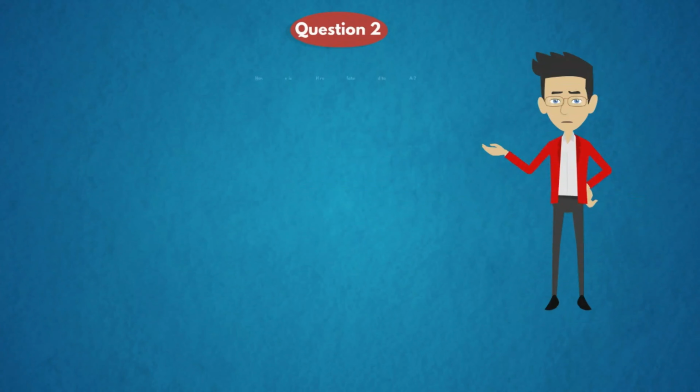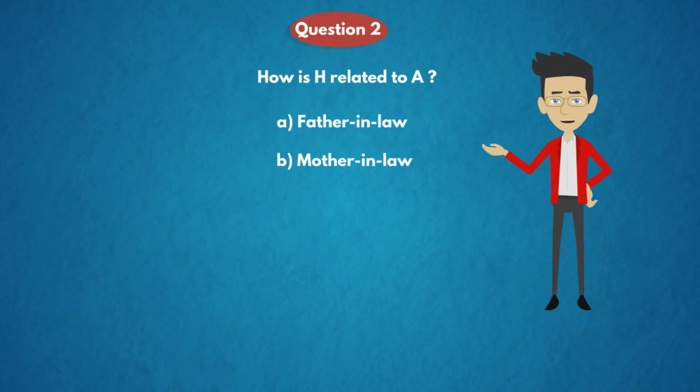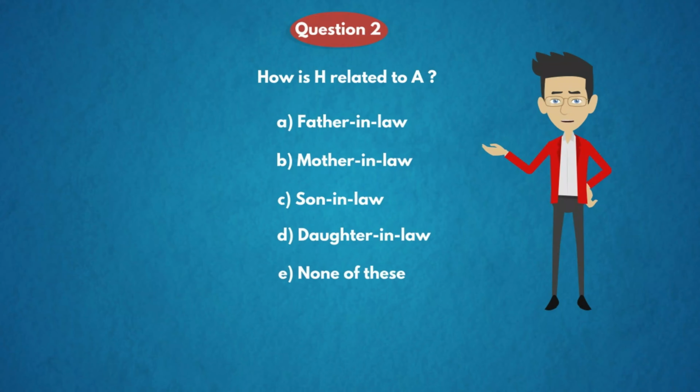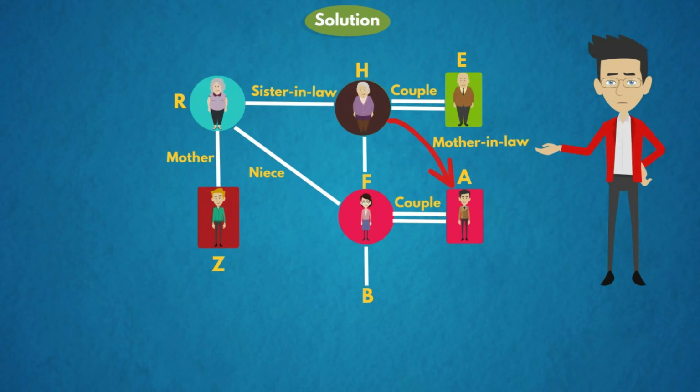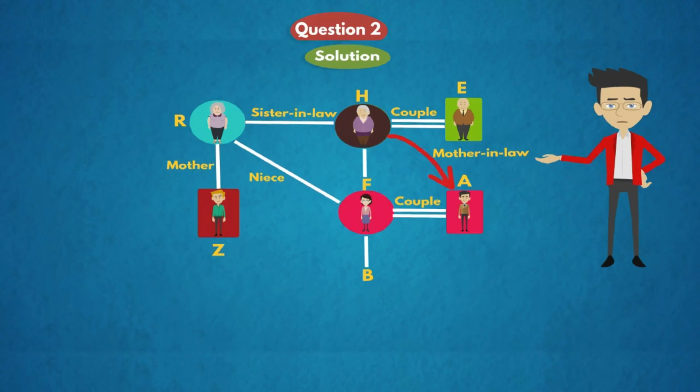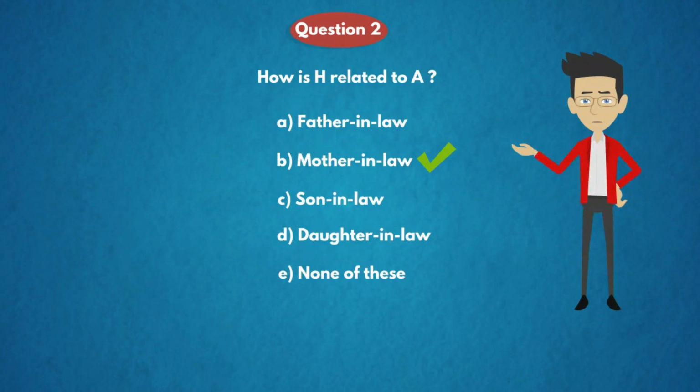Question number 2. How is H related to A? Options are option A, father-in-law, option B, mother-in-law, option C, son-in-law, option D, daughter-in-law and option E, none of these. Let's see the solution. From the diagram, clearly we know that H is a female person and mother-in-law of A. So the answer is option B, mother-in-law.